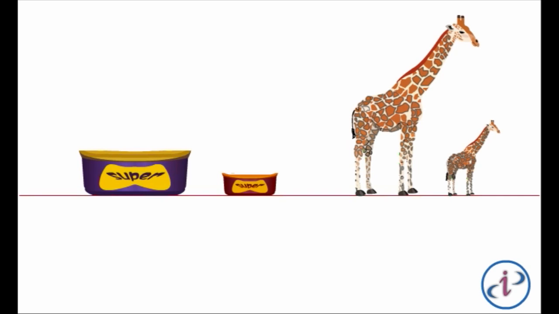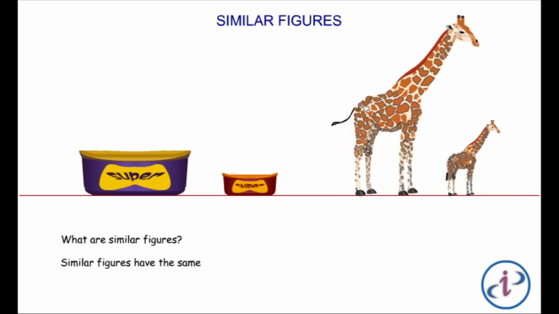Observe these figures. What do you infer from your observation? These pictures look alike but are not of the same size, aren't they? Such sets of figures are called similar figures. How shall we define similar figures? Similar figures have the same shape, but their sizes may or may not be the same.